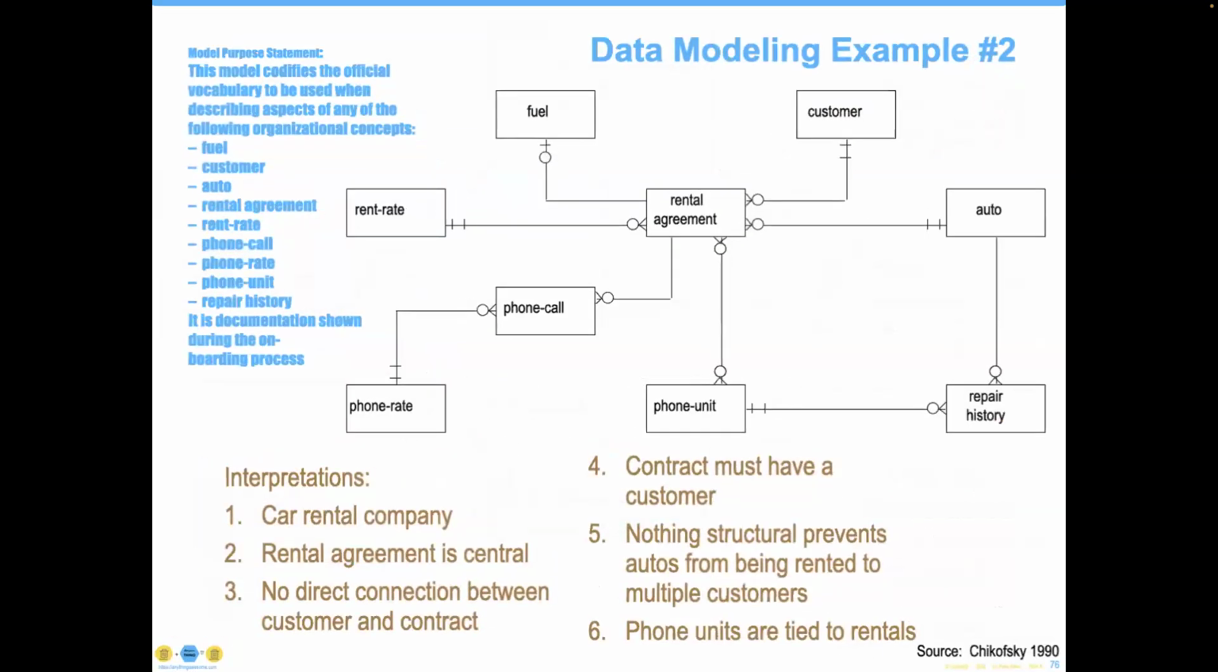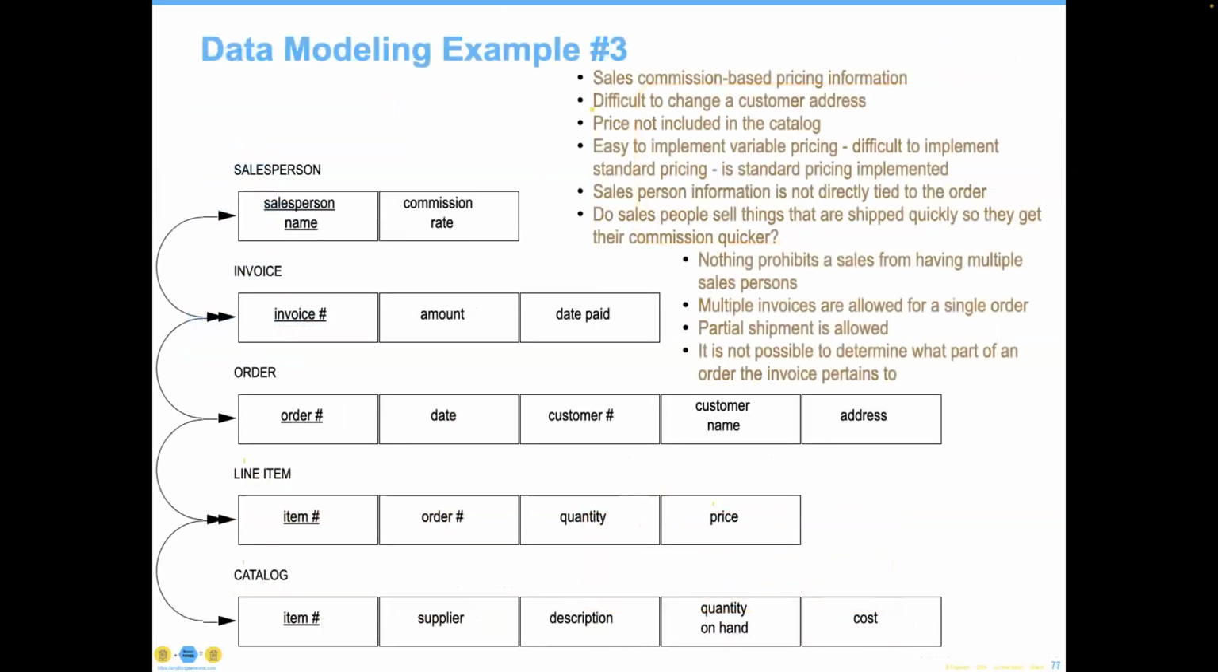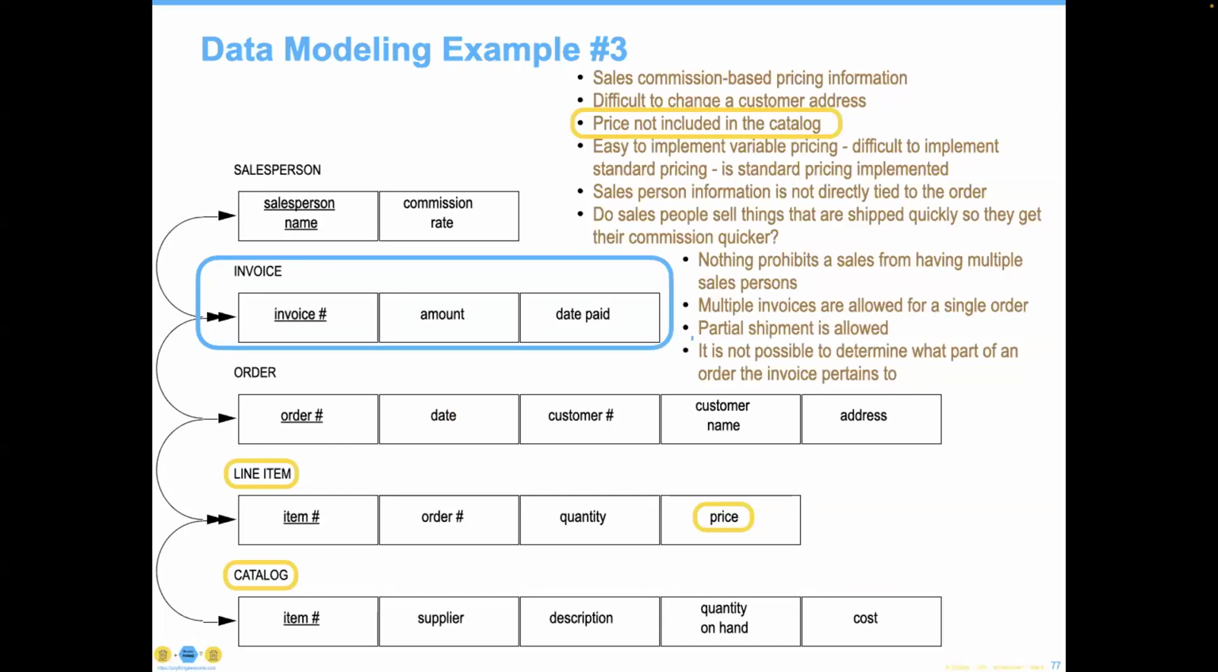Here's another quick data modeling example. What you see here is that there's nothing structural preventing automobiles from being represented to multiple customers. That might be an issue if you're trying to do something along this. Here's another one here. It says pricing is not included in the catalog. The pricing is on each line item, which means if you were a customer of this organization, you'd be pretty sure you had to do some negotiating in order to get the pricing that you wanted to be able to get.